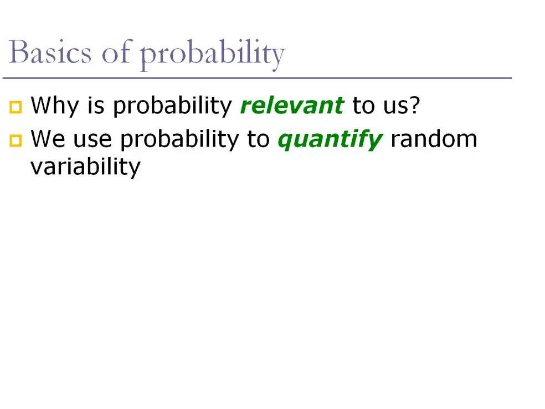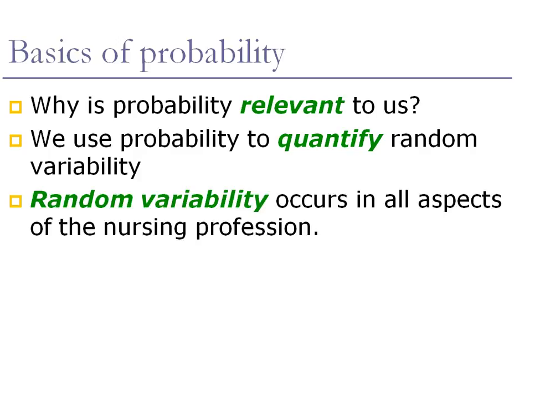Well, we use probability to quantify random variability. And remember that random variability is a key aspect of statistics. Remember that some data are to be analyzed statistically when they are subject to random variability. And of course, random variability does occur in all aspects of the nursing profession. We're going to see a lot of examples in class, and hopefully I will ask you to come up with your own examples of where random variability occurs and where it is important to quantify it. And when we do that, we do it through probability.